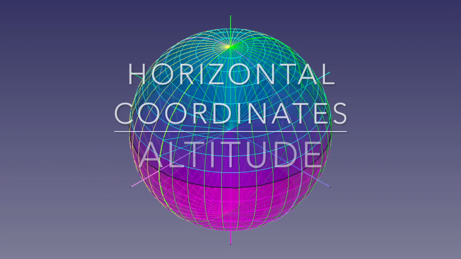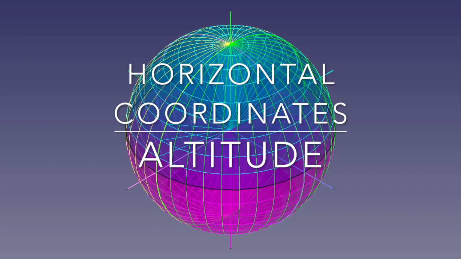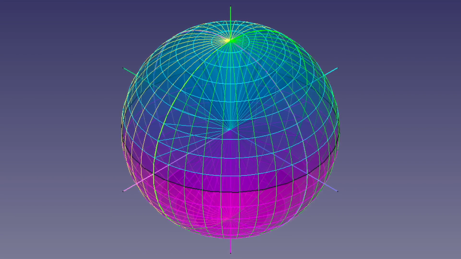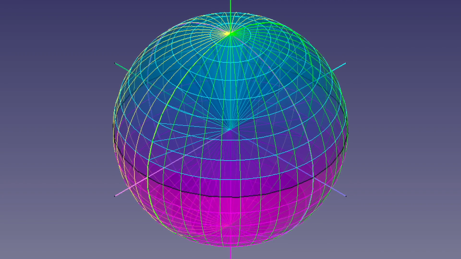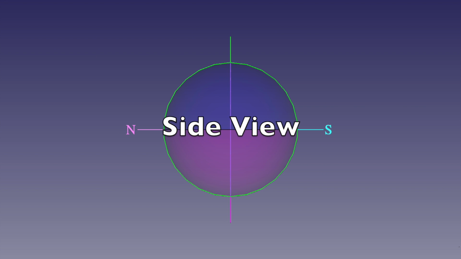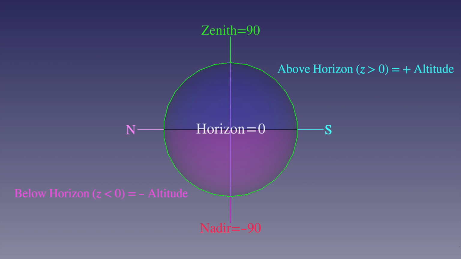The next coordinate in the horizontal system is altitude. If azimuth determines the angular position of an object in the horizontal plane relative to north, then altitude is responsible for determining the angular offset from the horizon in the vertical dimension. Since the horizon serves as the origin plane for altitude, we will label it as 0 degrees altitude. The blue hemisphere above the horizon represents positive altitudes, as opposed to the red hemisphere below the horizon, which represents negative altitudes. The zenith, which is located 90 degrees above the horizon, represents the maximum value of altitude of 90 degrees, while the nadir represents the minimum altitude value of negative 90 degrees.